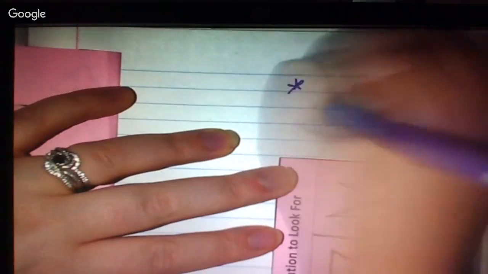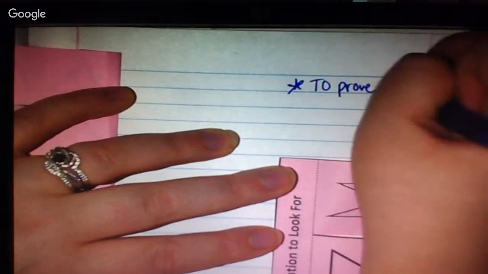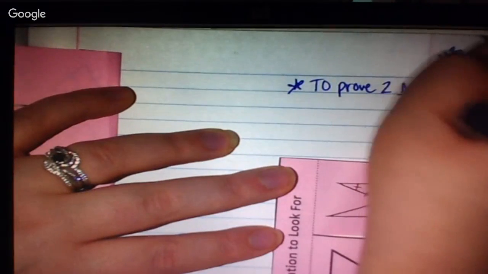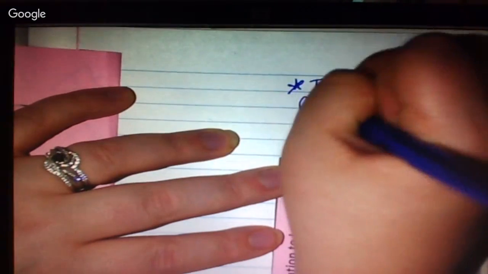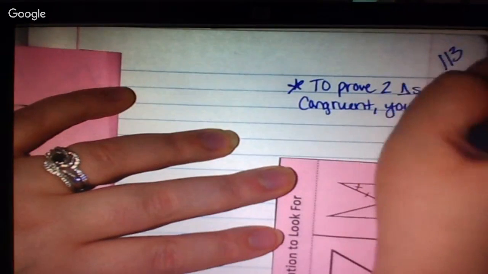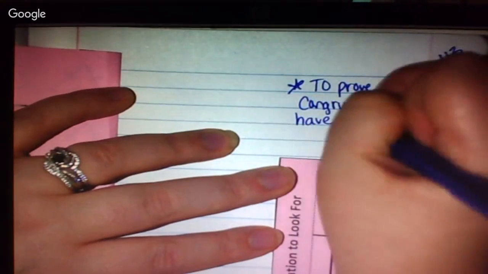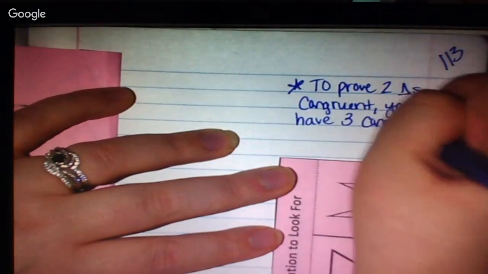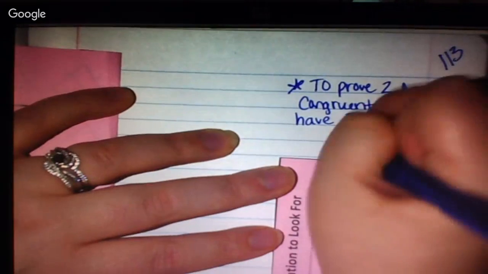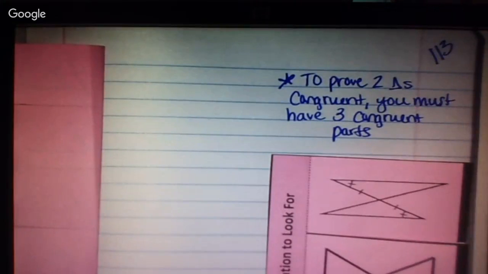So over here somewhere on your page, put: to prove two triangles congruent, you must have 3 congruent parts. Okay, so to prove two triangles congruent, you must have 3 congruent parts.